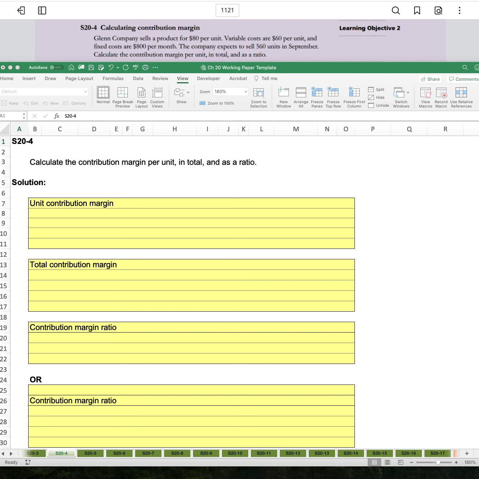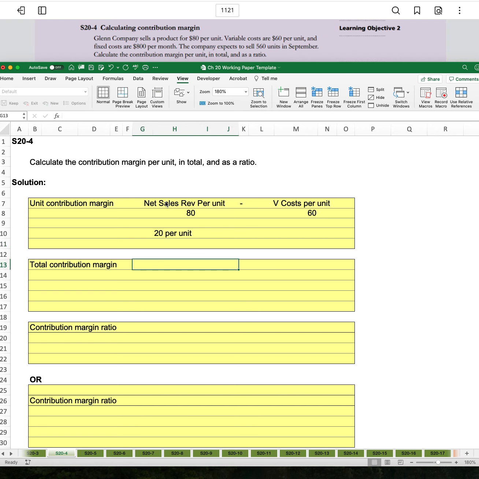And so we'll start out with just the unit contribution margin, which is equal to our net sales revenue per unit minus the variable costs per unit. And so we have a sales revenue of 80 per unit, variable costs of 60, and so that leaves us with 20 per unit.